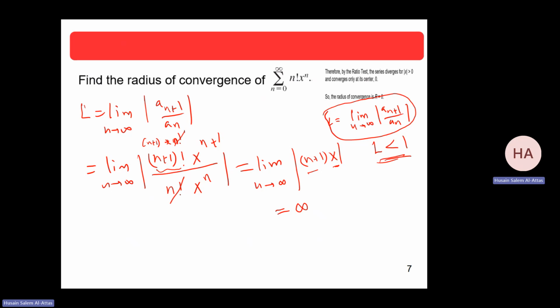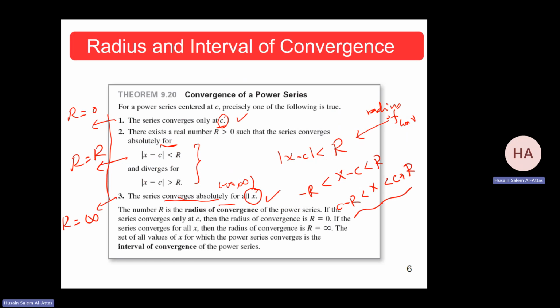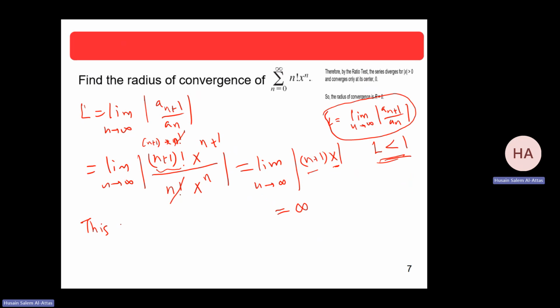So it means what? This series. So which case do I have? I have this case: this series converges only at c, only at its center, which is 0 in this case, since I have x minus 0.